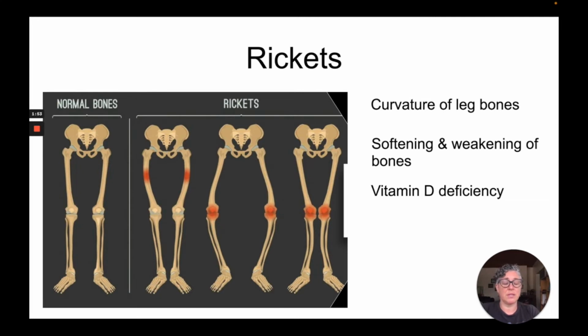This is because the bones become soft and weak, and this is due to a vitamin D deficiency. So remember, vitamin D is going to help calcium to be absorbed in the bone. So with a vitamin D deficiency, you have a reduced amount of calcium being able to be absorbed in the bones, and so therefore the bones are soft and weak.